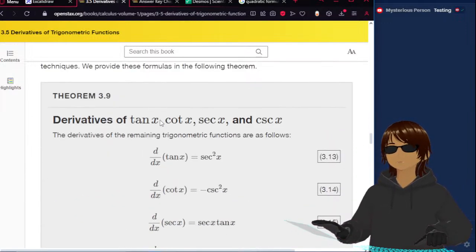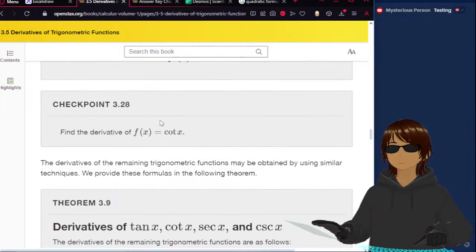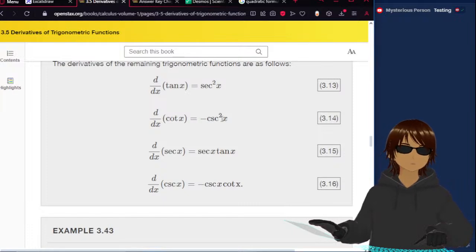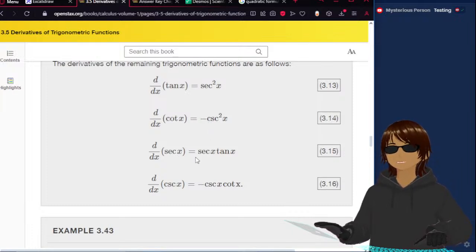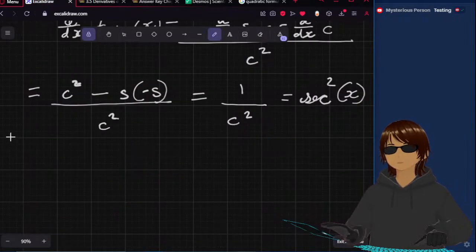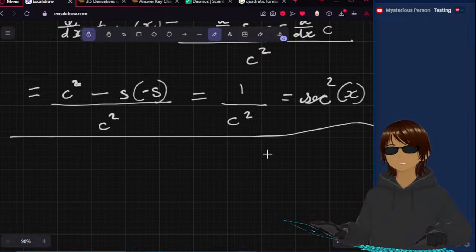Find the derivative of cotangent. I think it would be the same process. So secant squared x, minus cosecant squared. So for tangent and cotangent, secant squared and minus cosecant squared. For secant, it's secant tangent. For cosecant, it's minus cosecant cotangent. Let me see if I can do it. Tangent and cotangent are related, so their derivative would be similar.